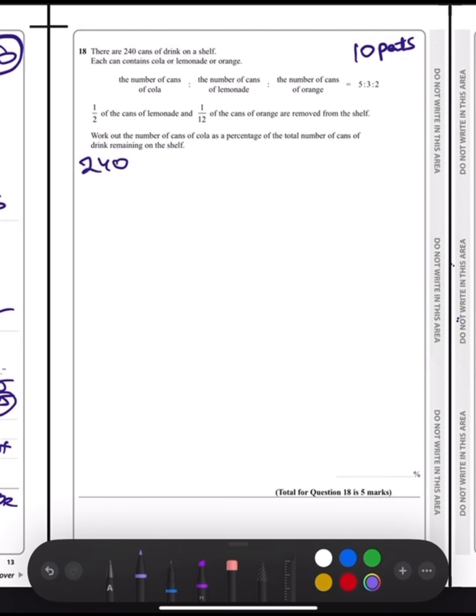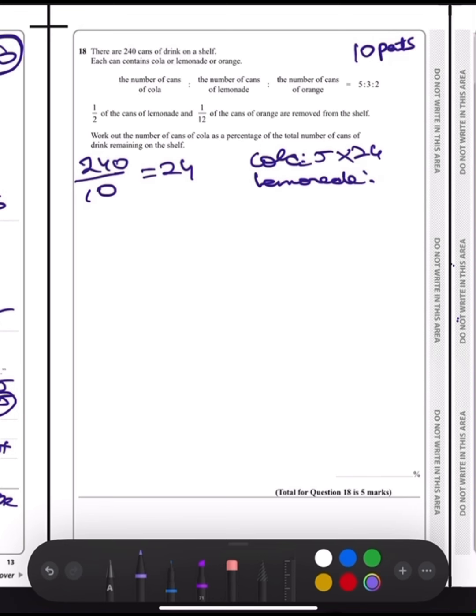So 10 parts, because this is a ratio question. We added 5 plus 3 plus 2. And after that we know that a total of 240 cans were there. So we did 240 over 10, because we added the 5 plus 3 plus 2 ratios. After that, to find the exact number of cans for each, we did it for cola, lemonade, and orange.